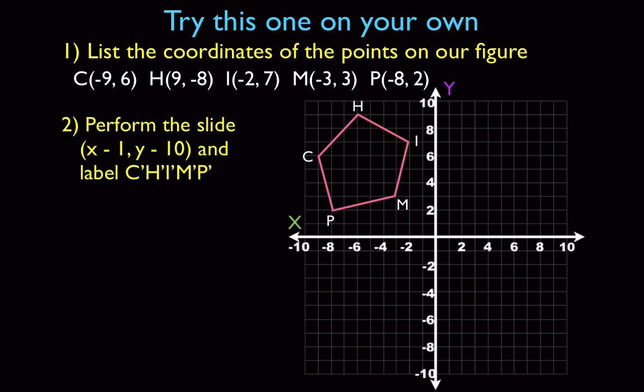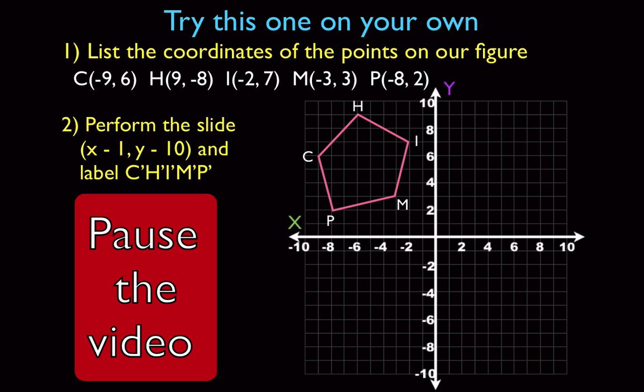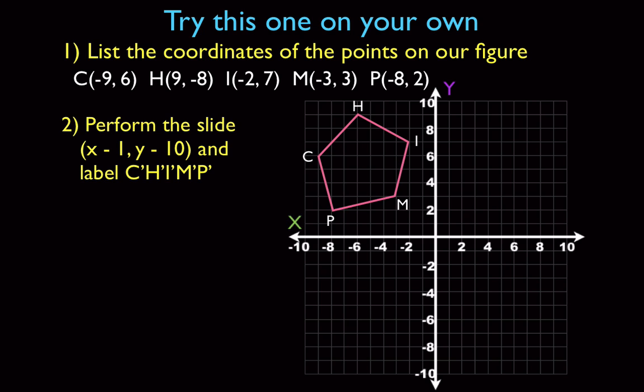This time, we're going to subtract 1 from our x's and subtract 10 from our y's. And we're going to label C prime, H prime, I prime, M prime, P prime as our new figure. Okay, so hopefully you got it right. And it should be just like that. So as you can see, we moved down 10 and left 1 from our original position.